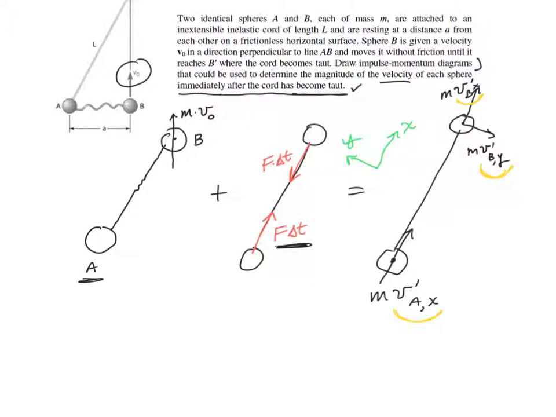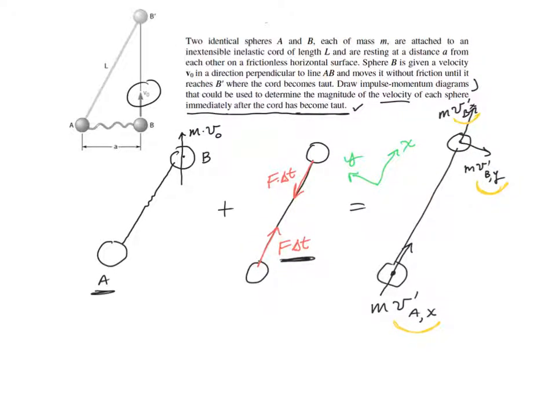And so we have one more piece of information to help us, because right now we have 3 unknowns and only 2 equations. And that would come from the fact that it is an inextensible, inelastic cord. So that would tell us kinematically that V prime A in the x direction would have to be the same as V prime B in the x direction. We're going to have the same velocities along the length of the cord, because it is not going to extend.